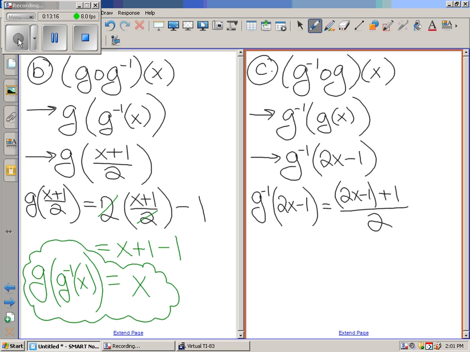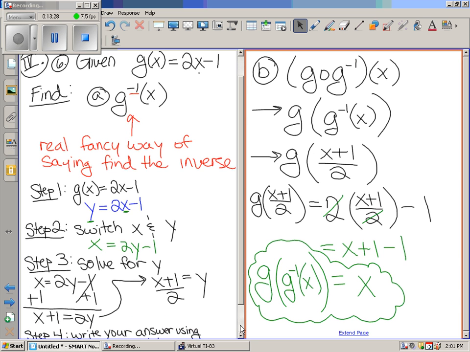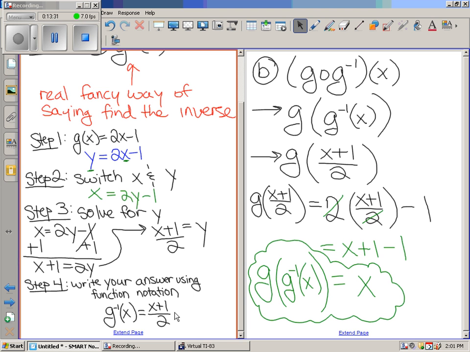Anybody confused about where I got that from? Where did I get the 2 from? All I did, in order to find what equation to plug into, was go back to where we found g of x, and I plugged it in right here. So right there, at that x, I plugged in 2x minus 1.